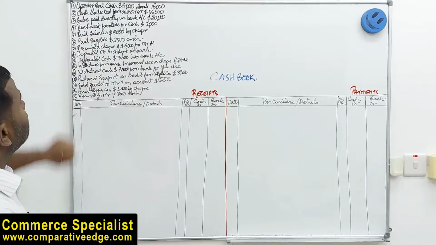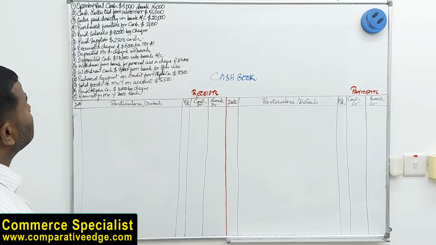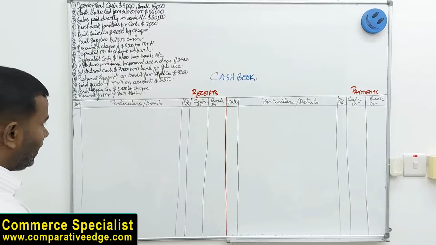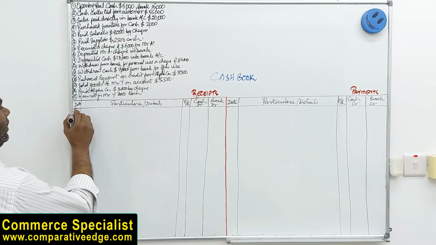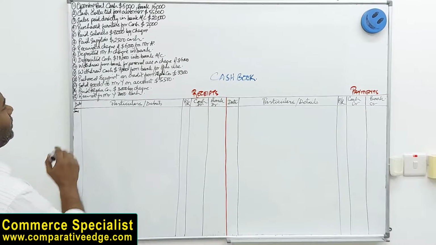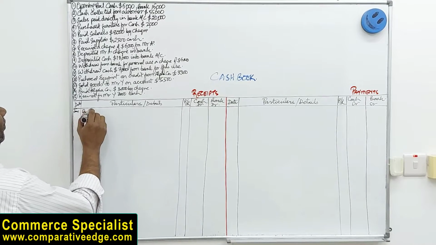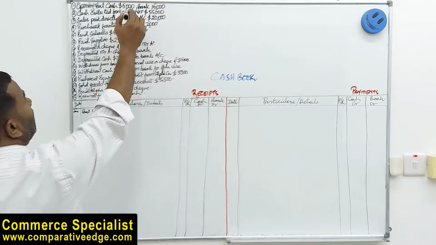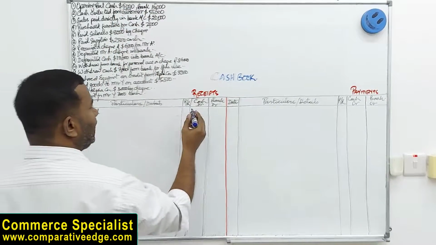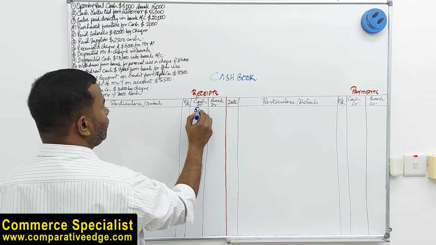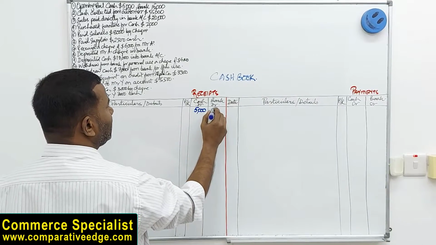So if you look at this question, number one, it says opening balances of cash 5,000, bank 15,000. So we are assuming this to be the month of January. So January 1st, I'm writing here balance brought down. Opening balance of cash is 5, bank is 15. So cash balance 5,000, this is opening balance, and bank balance is 15.